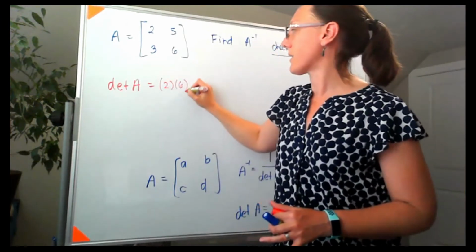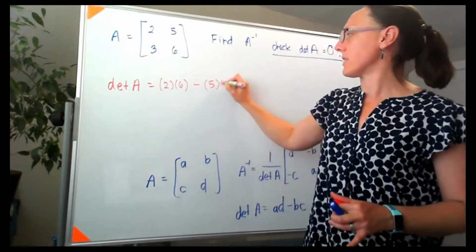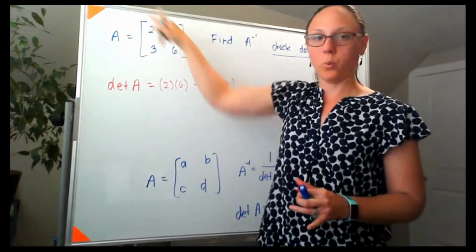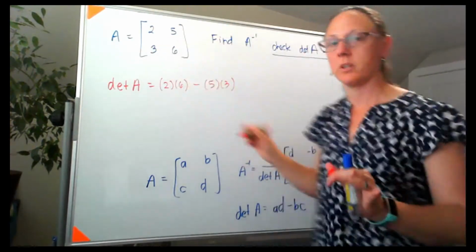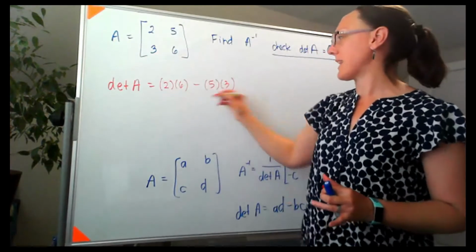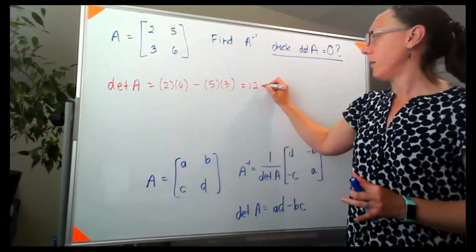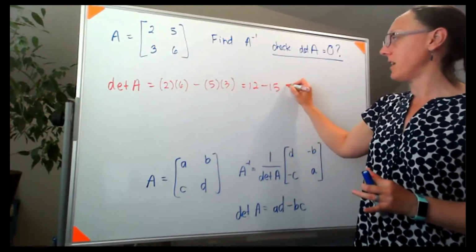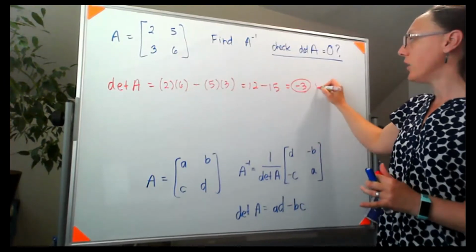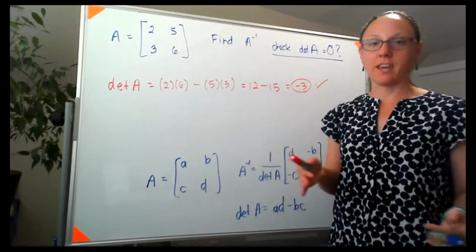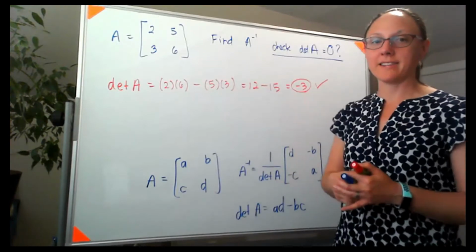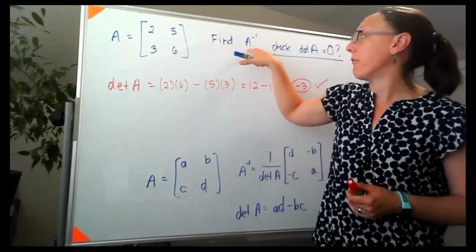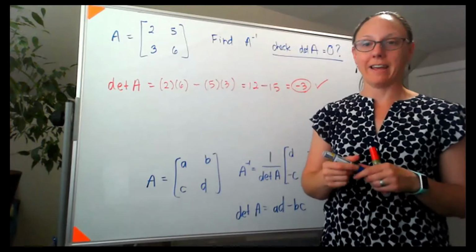2 times 6 minus 5 times 3. Once again, whoosh, minus whoosh. Okay, so 2 times 6, I've got 12 minus 15. So that's -3, which is fine. It just can't be 0. So our determinant is -3, and now we can go about finding and writing down what our A inverse is.